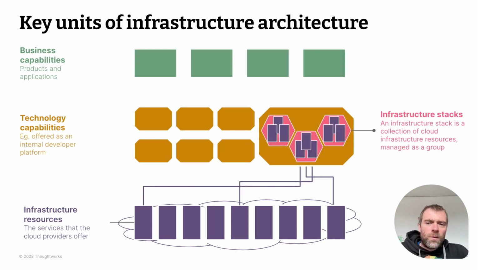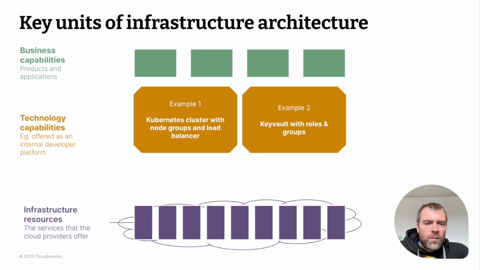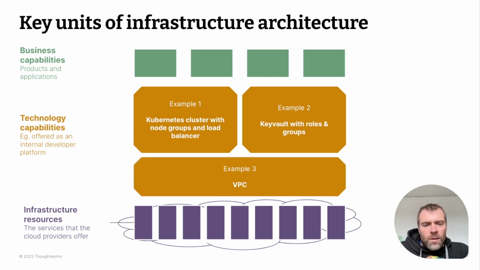And when you now zoom into one such technical capability, you find what we call infrastructure stacks, which is a collection of cloud infrastructure resources that are usually managed together as a group. To give you some examples of what those could look like, one such stack could, for example, be a Kubernetes cluster with node groups and a load balancer. Another example would be a key vault to manage secrets together with roles and groups. And last but not least, a virtual network like a VPC could be such an example.